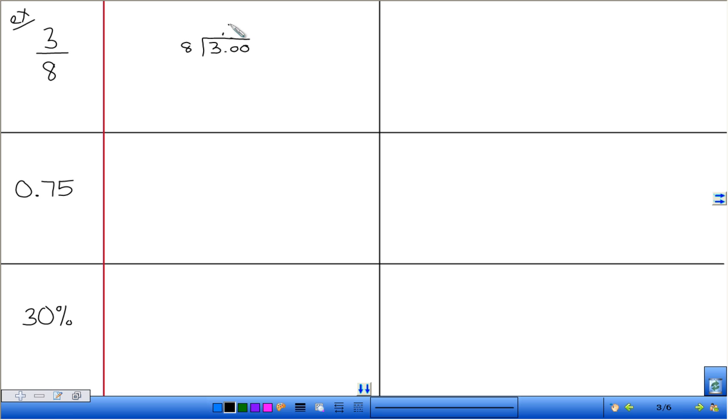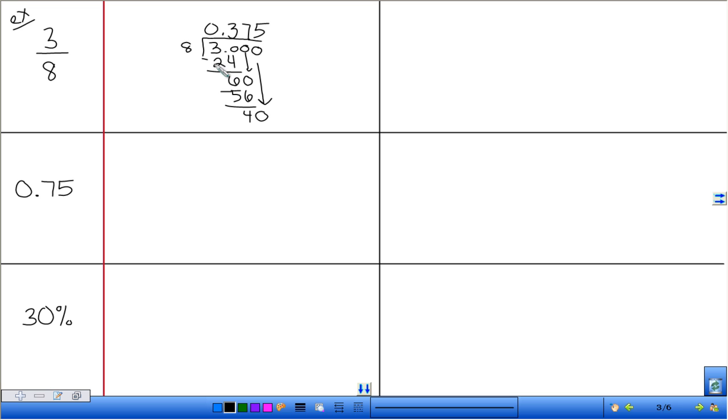Anybody? 3 times. 3 times 8? 24. Subtract. 6. Okay, so I already added another 0, so I'm going to bring that down. How many times does 8 go into 60? 7. 56. Subtract. 4. Okay, so I still have a remainder, so I'm going to add one more 0 here. How many times does 8 go into 40? 5. 5 times, evenly, so we can stop right there. So as a decimal, 3/8 is 0.375.